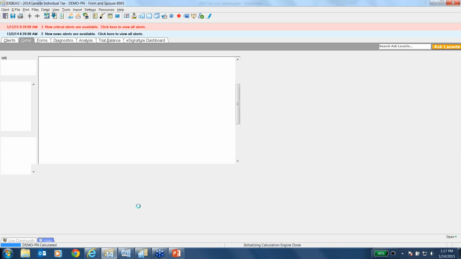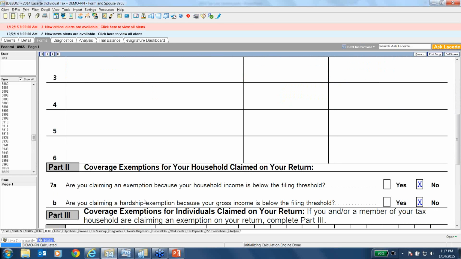And then there's a part 2, and these are automatically figured on the tax return. Coverage exemptions, household income is below the filing threshold. And in that case, you don't really have to do the tax return, but if you do the tax return, you would attach the 8965.